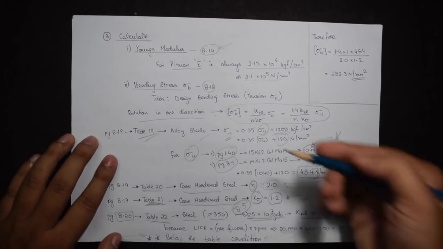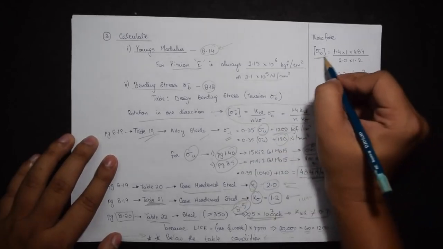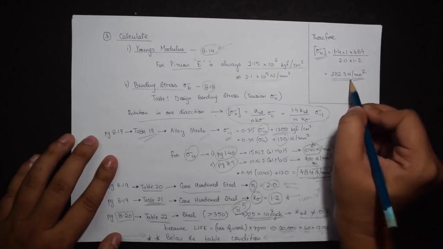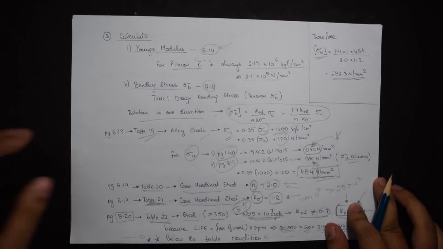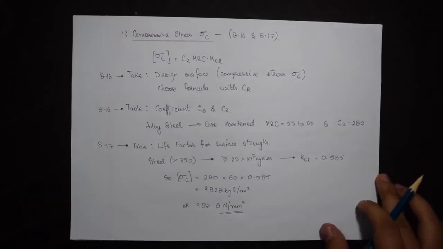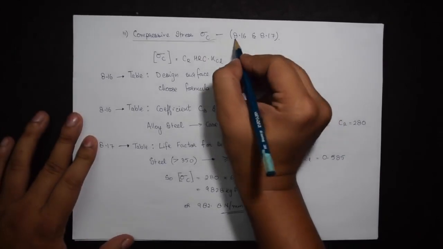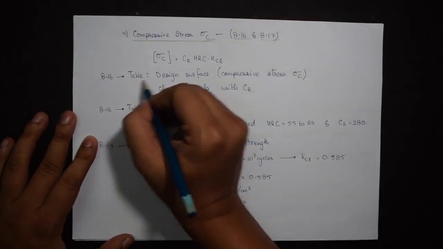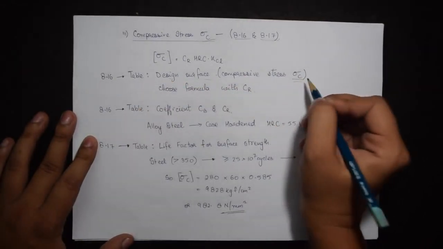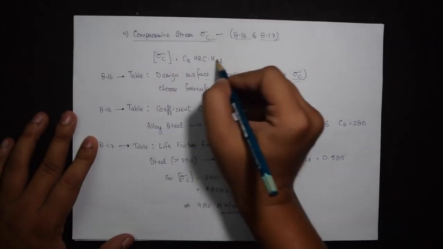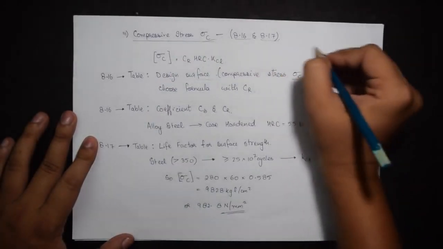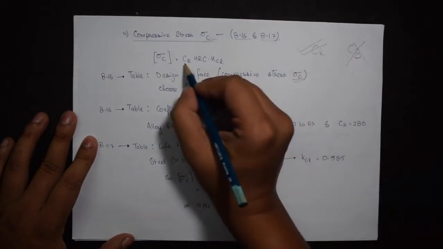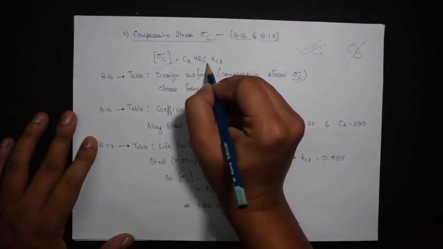So putting all these values in our original formula and multiplying them, we get design bending stress as 282.3 Newton per mm square. The third part is compressive stress sigma C, which is given on 8.16 and 8.17. Coming to 8.16, under the table design surface sigma C, we see that we have two formulas for calculating sigma C. We will be choosing the formula which has CR in it. So my formula becomes design sigma C is equal to CR into HRC into KCL.